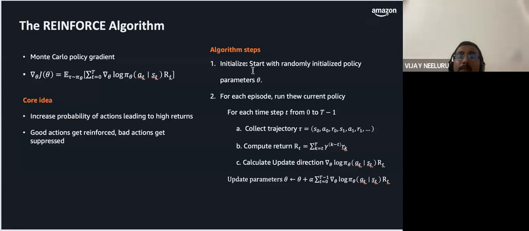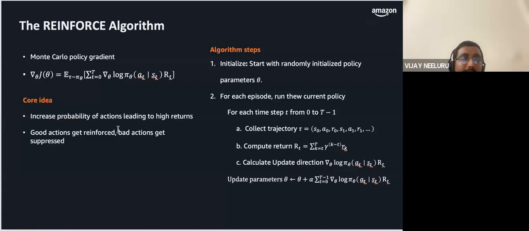Initially, we start with a randomly set policy with the parameters theta. For each episode, we run the current policy. For each time step t from 0 to T minus 1, we collect the trajectories defined as state, action, and reward, and we compute the return. Once we compute the return, we calculate the update direction as shown here. And once we calculate the update direction, we update the parameters as shown here.